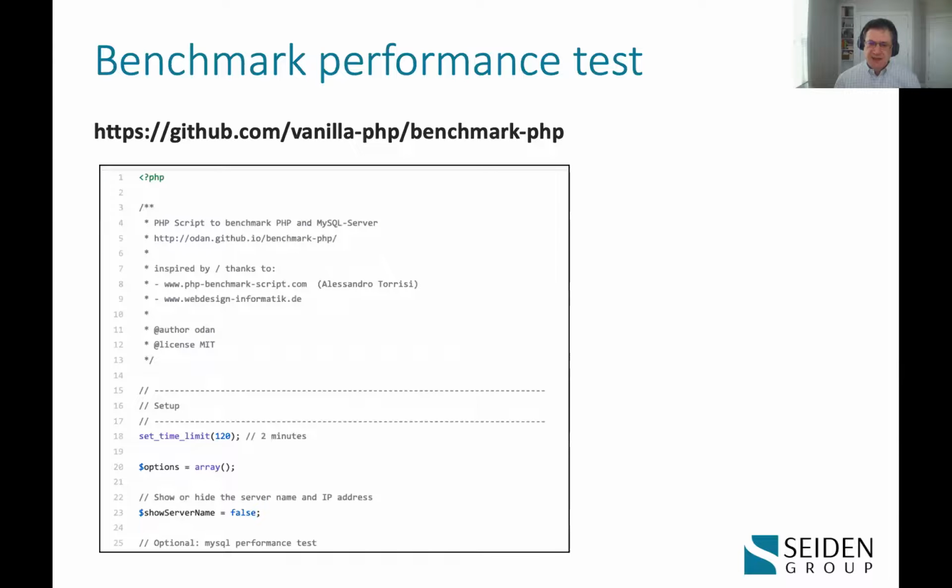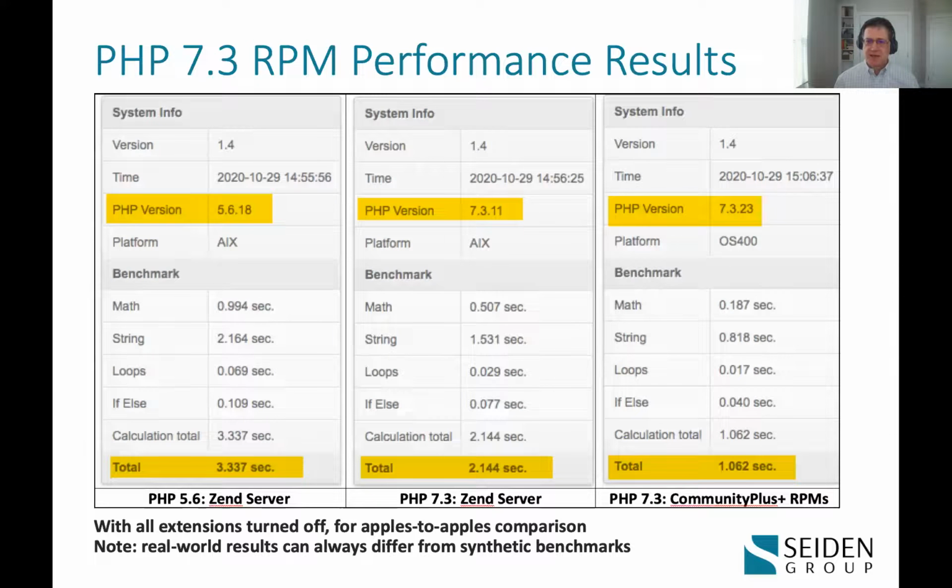So, just running a benchmark, this script called vanilla PHP benchmark. Now, all benchmarks, you know, they're not real. It's not going to reflect what your application would do, but it still shows what PHP itself does in terms of performance. This was something maybe some of you have seen before, going from the older Zend Server 5.6, moving on to 7.3, and then the RPMs got better. Like the original was over 3 seconds, and we got to just about 1 second, on that one test.